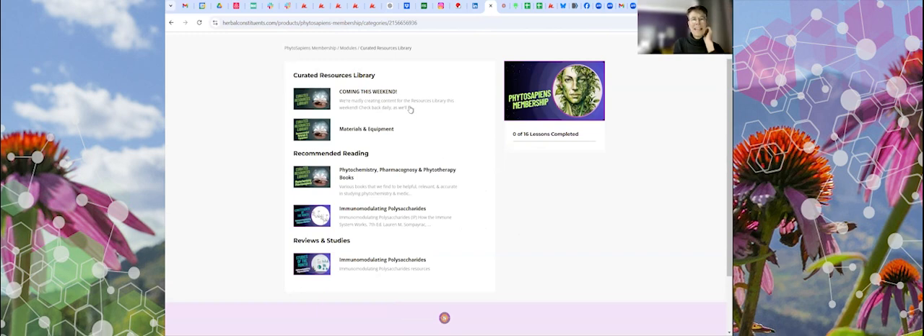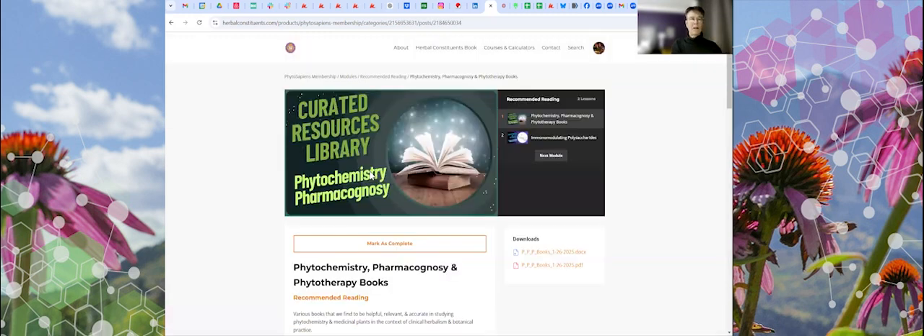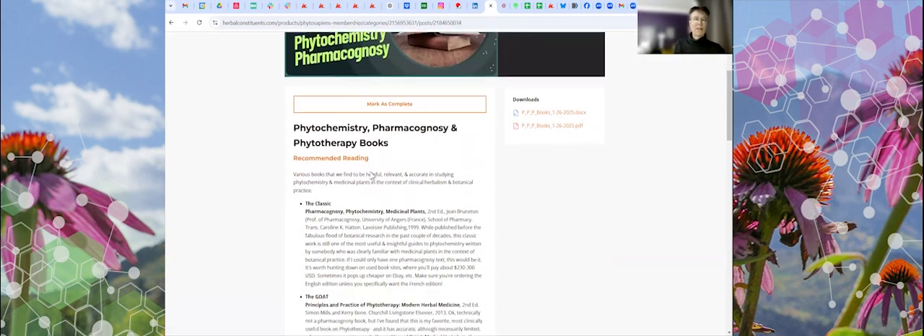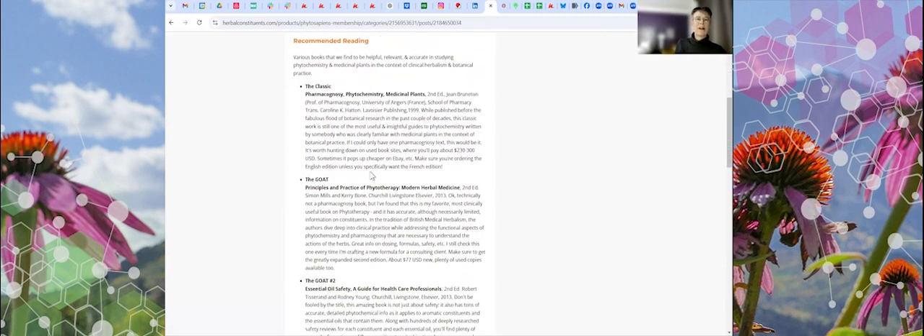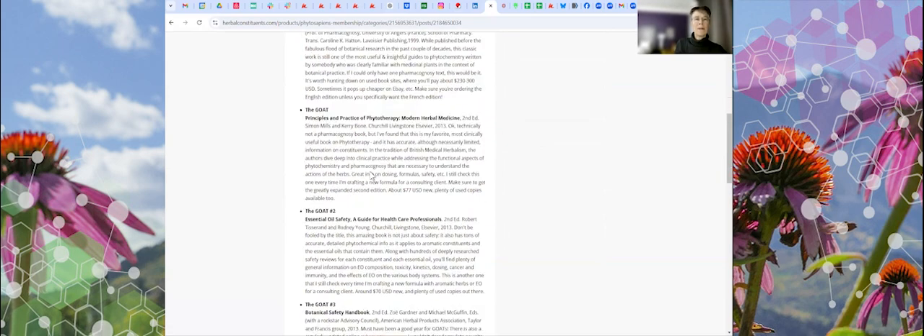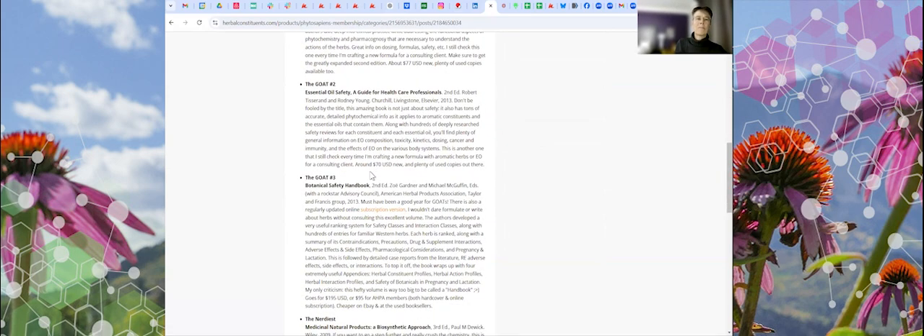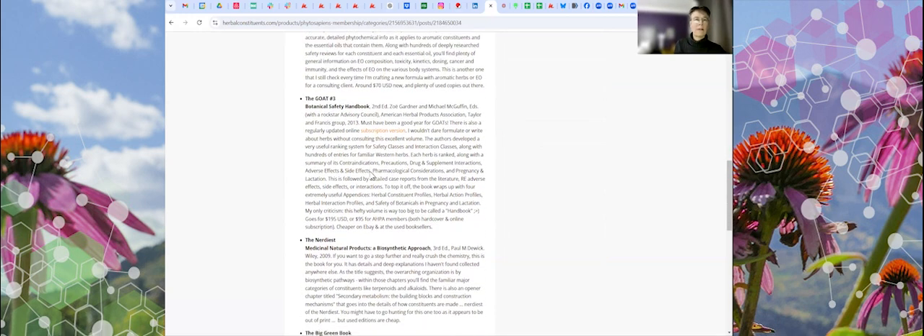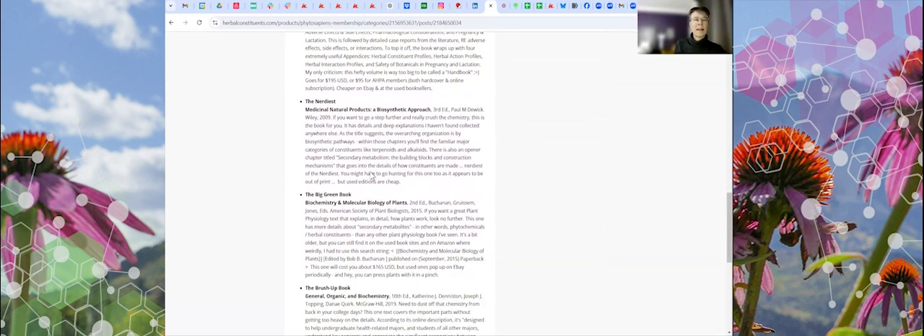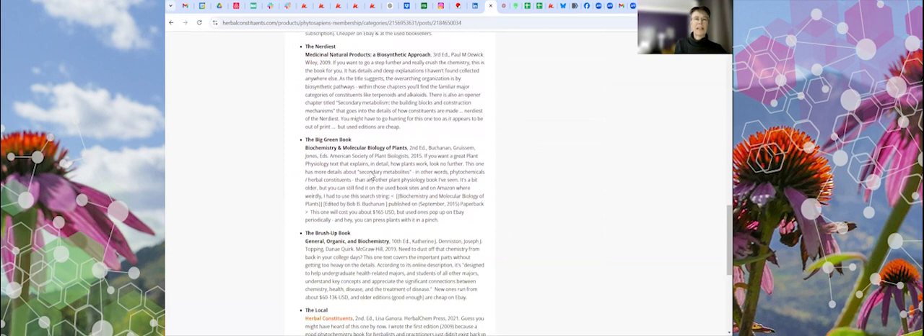Yay, coming this weekend. Oops, I need to update that because I actually started building this for you, the members. So I started out with a general resources library where I put all these big lovely books, little short book reviews about different pharmacognosy books, and just really handy books for people who want to dive into this level of clinical herbalism and safety, the nerdiest. I love that book. Ooh, it is seriously nerdy.